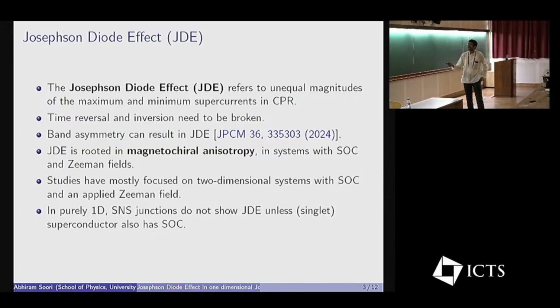Studies have mostly focused on two-dimensional systems with spin-orbit coupling and Zeeman field, where this Josephson diode effect is studied. So we were interested in whether the Josephson diode effect shows up in purely one-dimensional superconductor-normal metal-superconductor junctions. One calculation that we did showed that if the superconductor also has spin-orbit coupling, then the Josephson diode effect shows up in these systems. Otherwise, the Josephson diode effect doesn't show up.